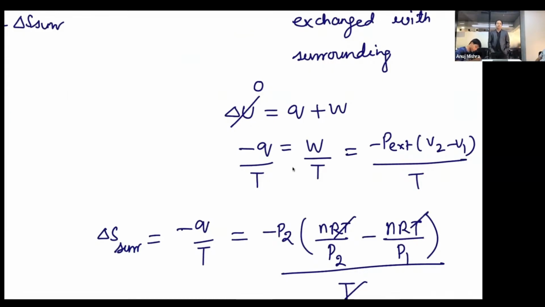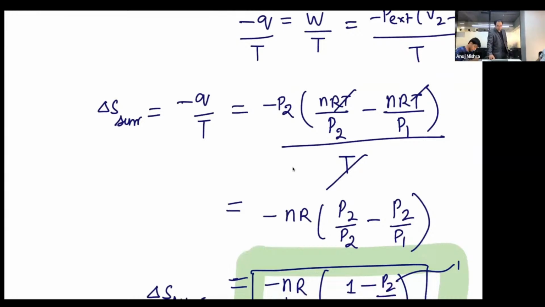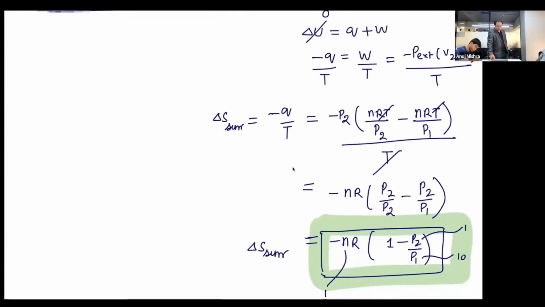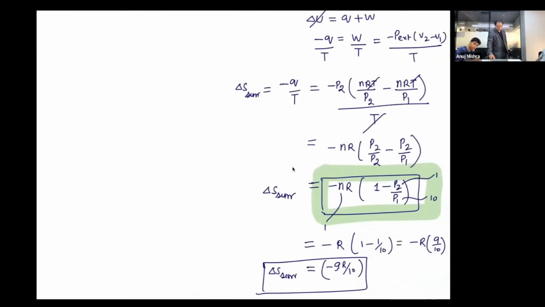Try to simplify the whole thing. P2 is 1. So P2 upon P2 is 1. Minus P2 upon P1 is 1 by 10. So 1 minus 1 by 10 is 9 by 10. R is the 9 by 10 R. Check करके देखो सारी values. This number, if you solve, you should get this. Please confirm.